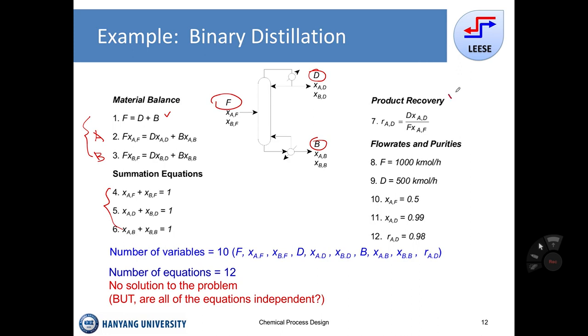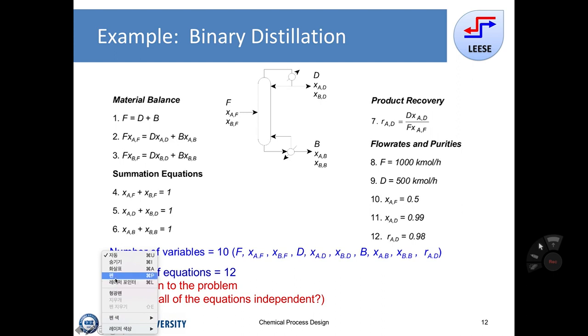We can define the recovery. Recovery is given by R for A in terms of the top product of D, so D x_AD divided by F x_AF. So we have the product recovery defined by this expression, based on the amount of A produced in D against the amount of A fed to the column, which can be used to calculate the product recovery, okay?